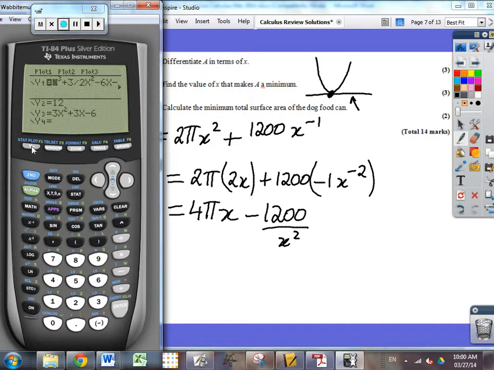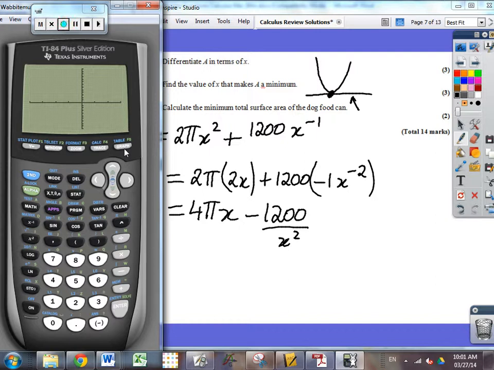Easiest way to do this is probably going to be with the calculator. So let's create a new graph of 4 pi x minus 1200 over x squared. Okay, I'm going to graph this. I may have to adjust my window. Yeah, it looks like I do, I can't see anything there.